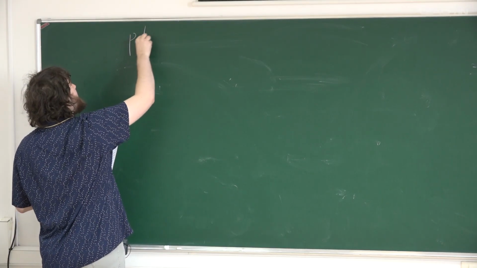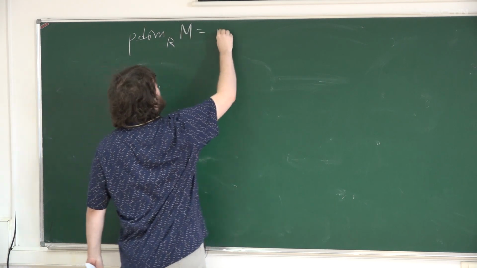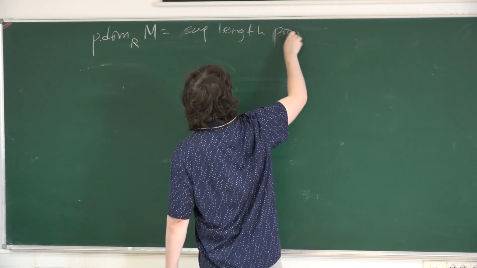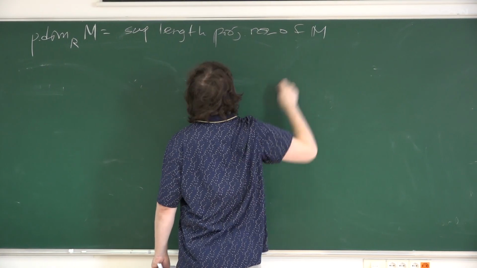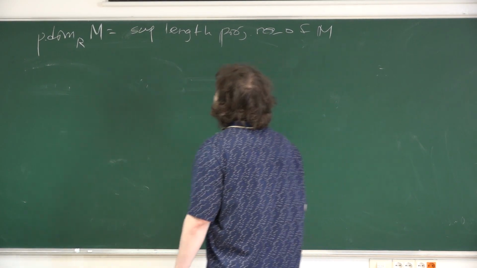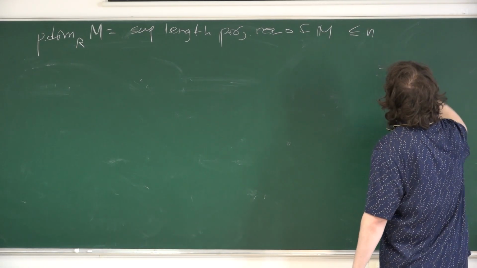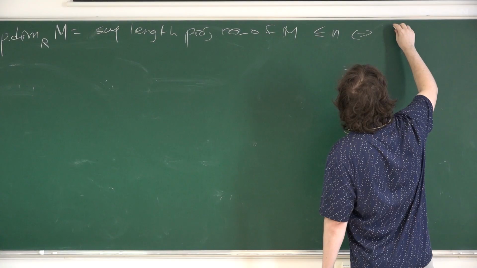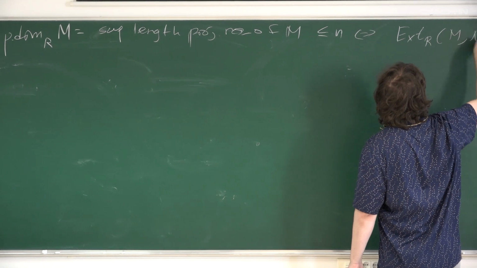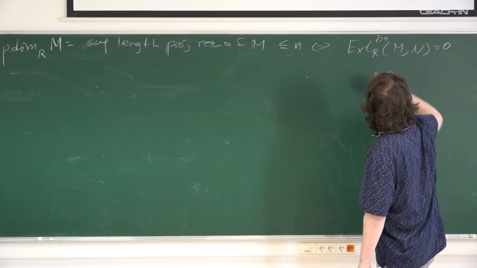I recall that the projective dimension of a module M is just the supremum of the lengths of projective resolutions of M over R. And it's not greater than n if and only if all Ext^k from M to any N are 0 for k greater than n.